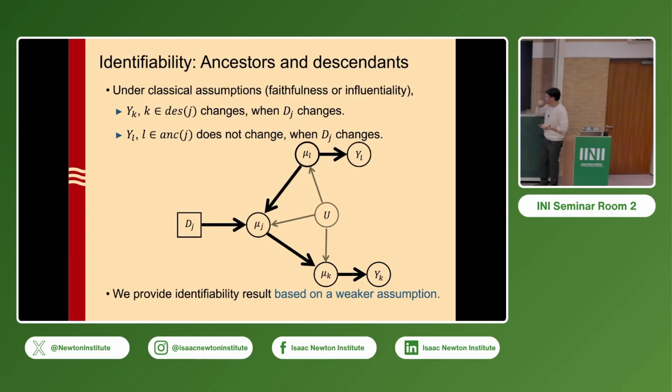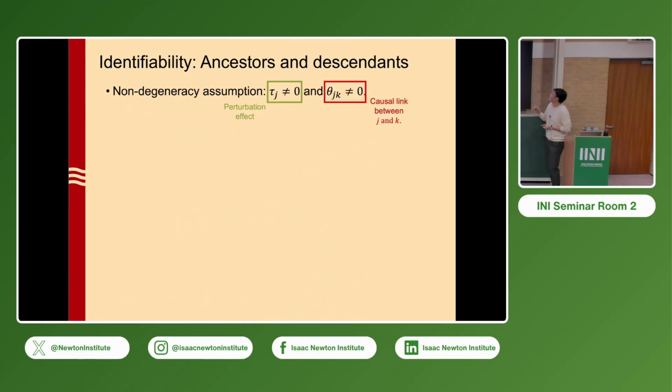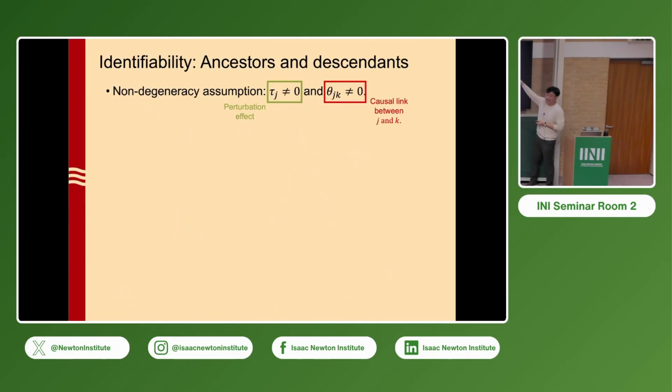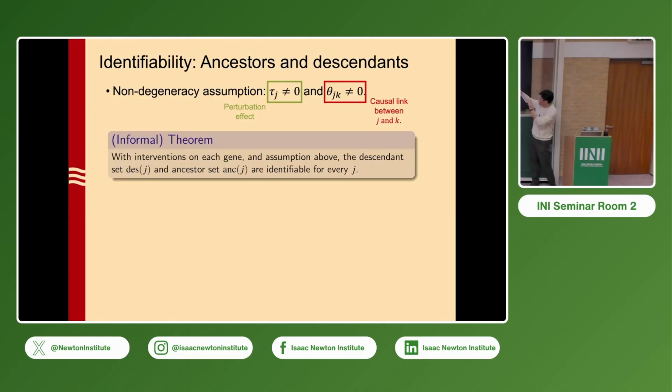In our paper, we provide an identifiability result based on a weaker assumption, actually employing the notion of exclusive directed path. The assumption that we rely on is essentially this tau_j being non-zero, which means the perturbation effect on this target gene is non-zero. We need that, meaning that we want this to be strong enough. And the theta_jk that builds a DAG should all be non-zero. So the informal theorem that we derived is that the descendants and ancestors are recoverable based on this assumption.